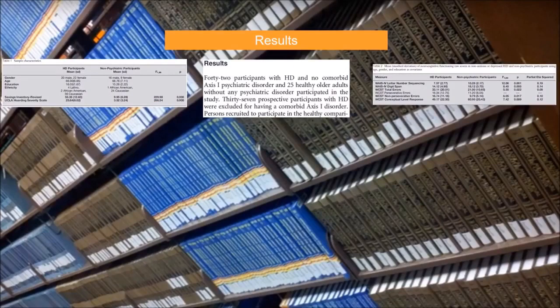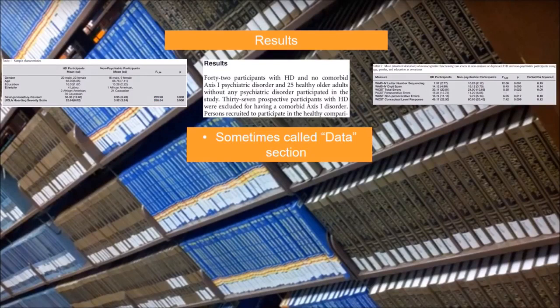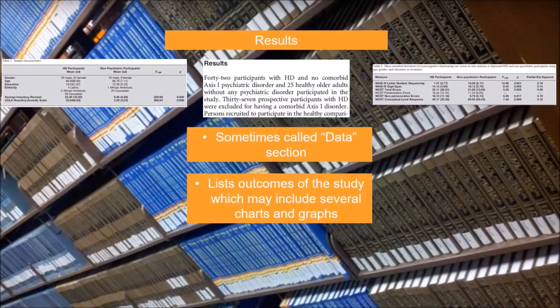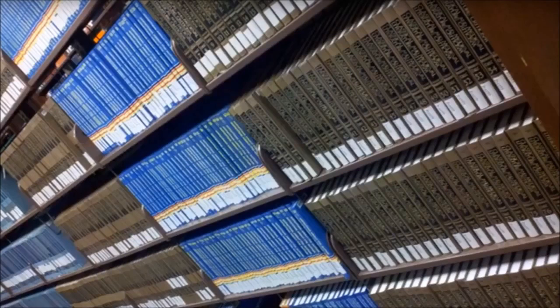The results section, which is also sometimes called the data section, lists what the outcomes of the study were. This can include numbers and measurements in various charts and graphs.